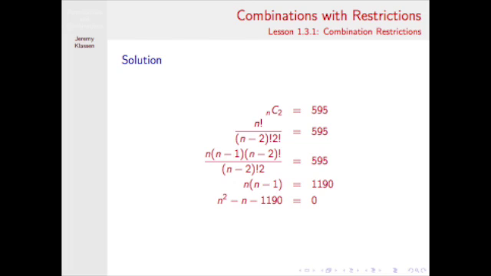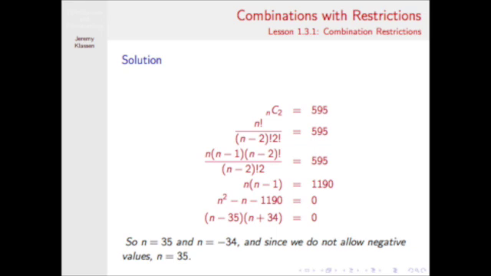Now we expand the term on the left and then bring the 1190 over to get the quadratic n squared minus n minus 1190 equals 0. And although this one might be a little hard to factor, you can still use the quadratic formula if you needed to, but you're going to get n minus 35 times n plus 34 is equal to 0, which gives us the solutions 35 and negative 34. And again, we don't allow the negative values, so the answer is 35. There were 35 people at this family reunion.